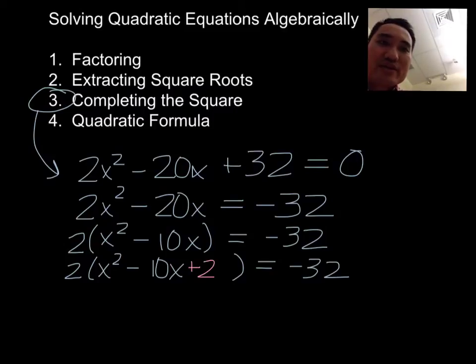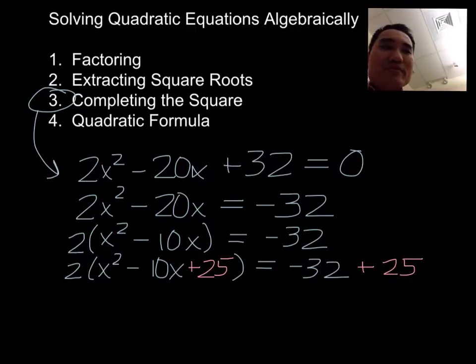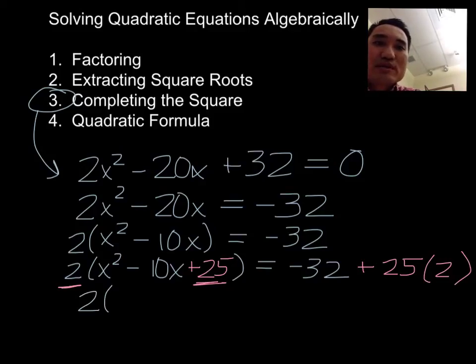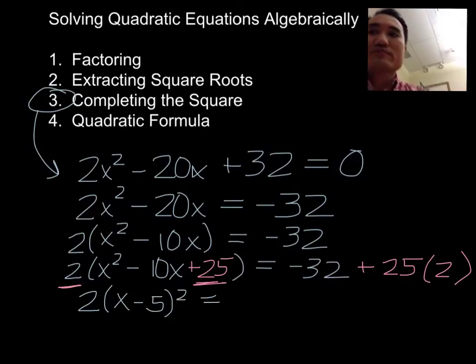So you add 25 right there, which means that you're going to need to add 25 on the other side, but that 25 gets multiplied by 2, and so you're really adding 50 on the other side because you introduced a 50 on the left side that wasn't there before. So what you have now is 2 parentheses x minus 5 squared equals negative 32 plus 50 gives you 18.